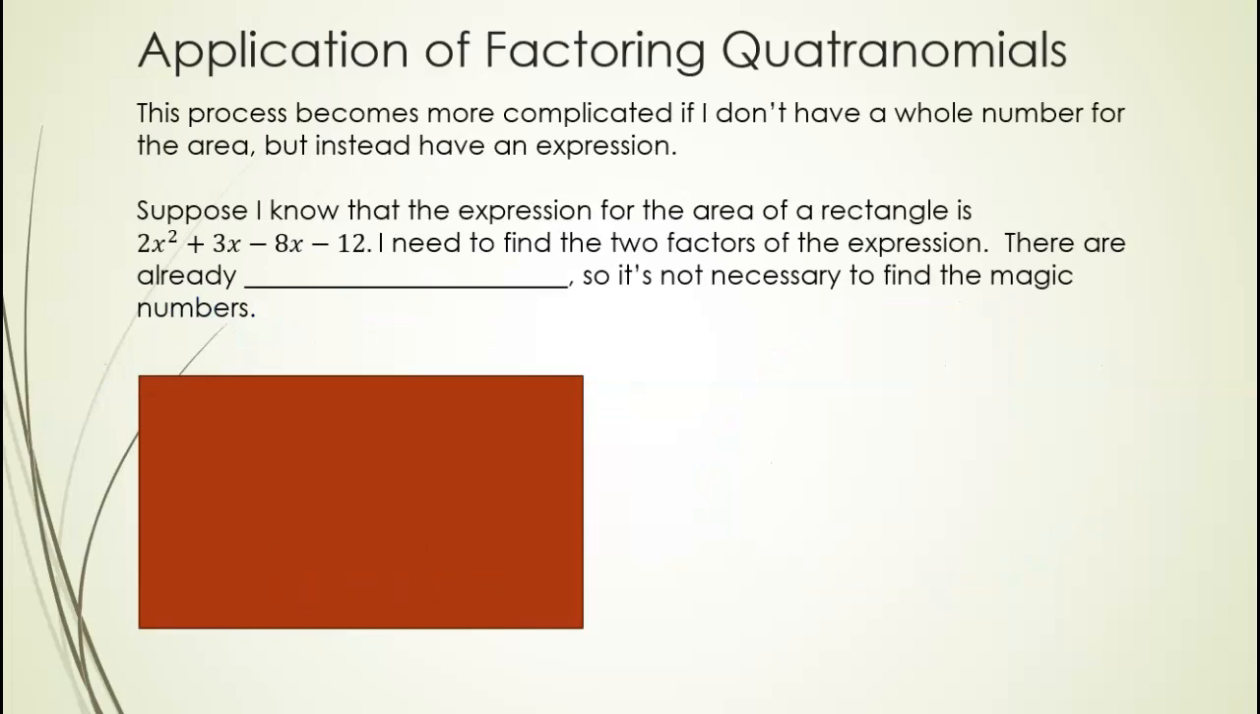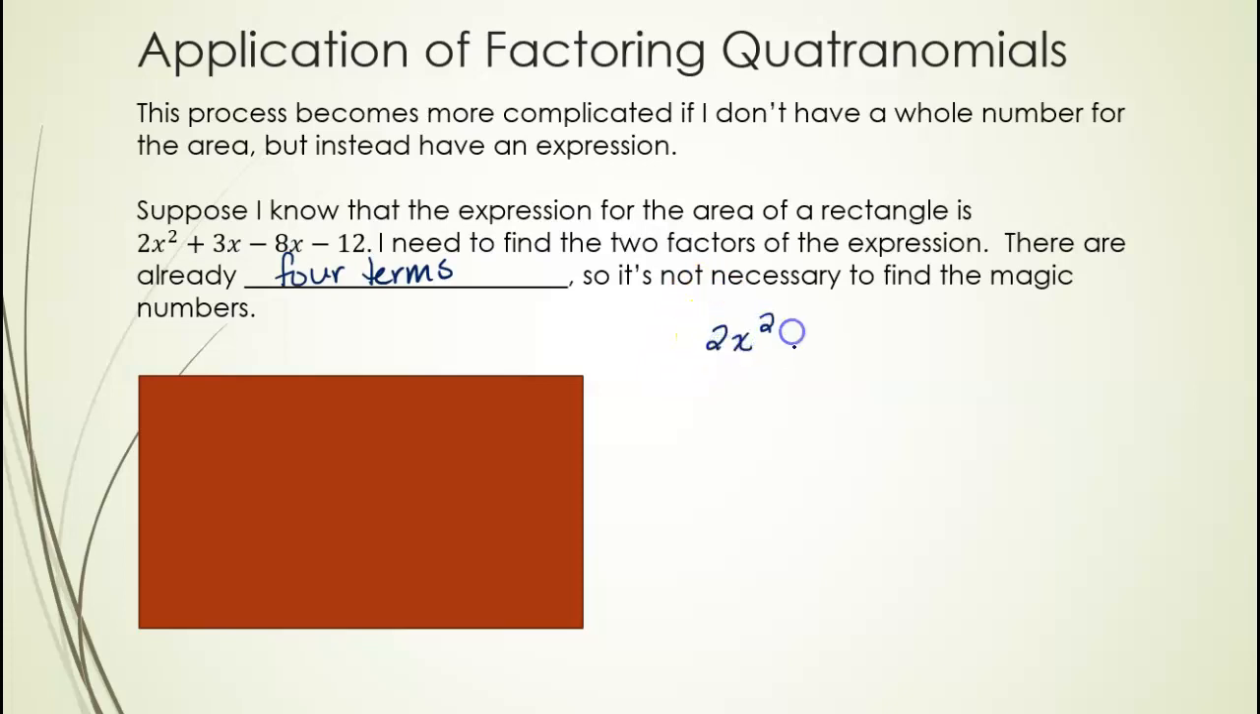The process becomes more complicated if I don't have a whole number for the area, but instead have an expression. Suppose I know that the expression for the area of the rectangle is 2x squared plus 3x minus 8x minus 12. I need to find the two factors of the expression. There are already 4 terms. It is not necessary for me to find the magic numbers if I already have 4 terms. I have to have 4 terms to factor. What I can do is go ahead and factor by grouping.